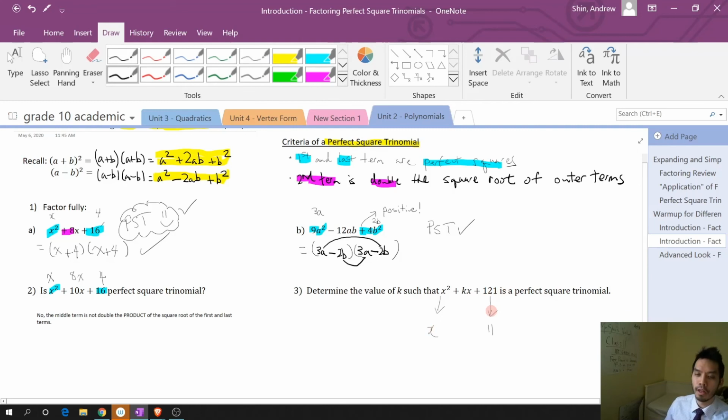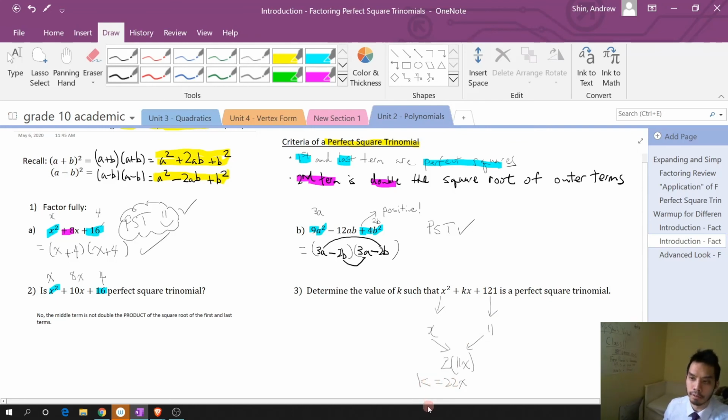Now this middle term has to be double the product of the outside terms. The product of these two will be 11x. And then we have to double that. So if we double the product of the outside terms, that's going to give us 22x. So for this to be a perfect square trinomial, k will have to be 22.